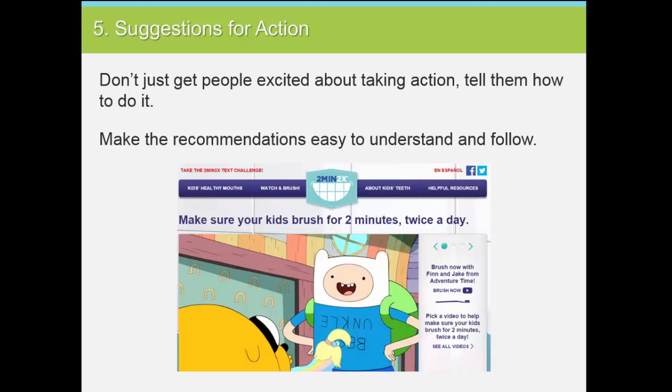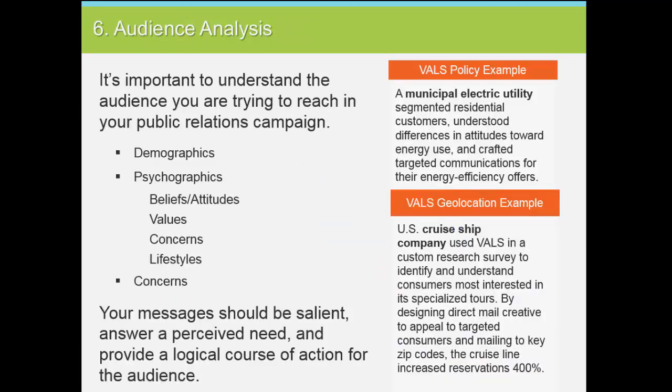Suggestions for action in fundraising campaigns include telling people exactly how to make a donation, and suggestions for action in community issue campaigns might tell people exactly how to write their congressperson and what to say. Normally, you would start a campaign by understanding your audience, but I'm discussing this here so we can stay within the Lasswell model of who said what to whom through what channel.